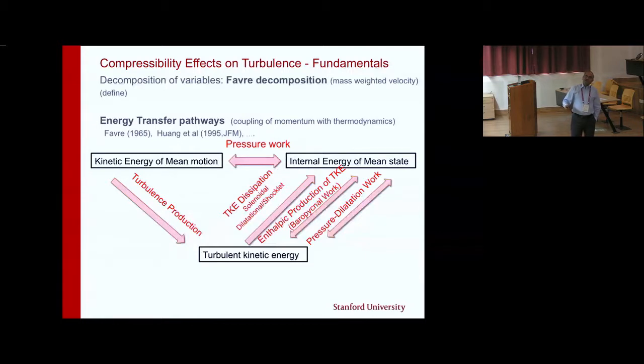Going back to Favre's original 1960 work, there is also this additional reversible transfer pathway, which Favre called enthalpic production of TKE. This is a terminology called baropycnal work, which is now being used. What is it? If we think about density variations in a flow, and responding to pressure variations, fluid parcels that are lighter are going to accelerate more rapidly compared to fluid parcels that are denser for a given pressure imposition. And so therefore, there's differential acceleration that is coming about, and that differential acceleration provides a work transfer between internal energy and turbulent kinetic energy. And that is what is baropycnal work.